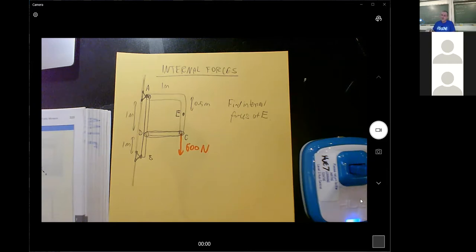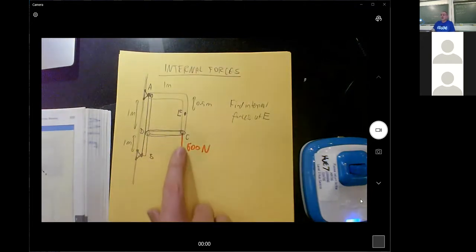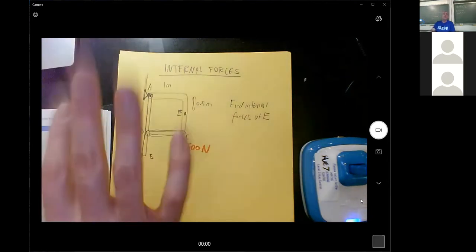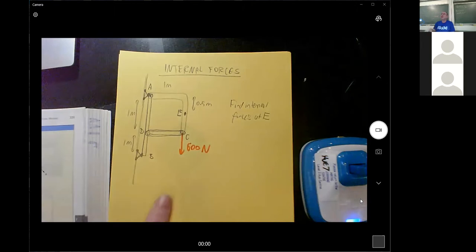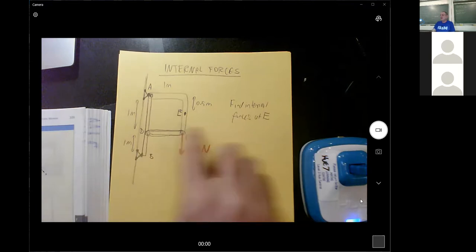So this entire object has one force pulling down on it, and so these two spots here are going to have to pull upwards in order to cancel that out. That's definitely true. I'm good with that. So whatever the reaction forces are, the vertical reaction forces at these spots, they're going to have to cancel out this 600 newtons.